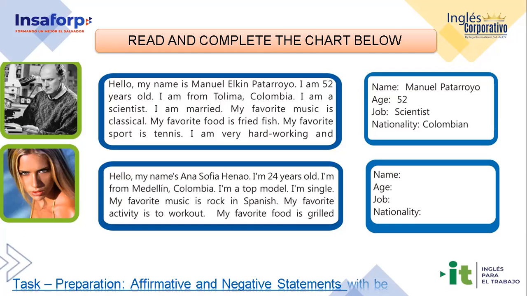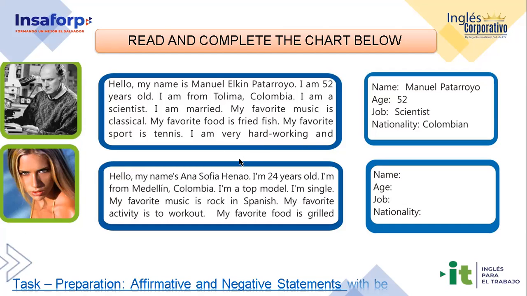Beatriz. Hello, my name is Ana Sofia and now I am 24 years old. I am from Medellin, Colombia. I am top model. I am single. My favorite music is rock in Spanish. My favorite activity is the workout. My favorite food is grill. Great. Okay, excellent.